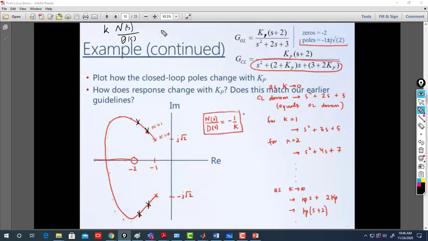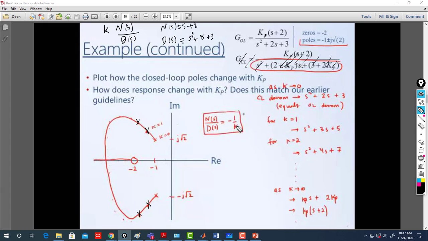Therefore, my n of s is s plus 2. My d of s is s squared plus 2s plus 3. Always write your open loop in the form of k n over d. So then you can apply this formula to find k for a given value of s, or for a given k you can know s, and then you start changing k from 0 to infinity. So now I don't look at the closed loop. I don't want to find the closed loop at all. I just have my open loop, and I keep changing k from 0 to infinity.